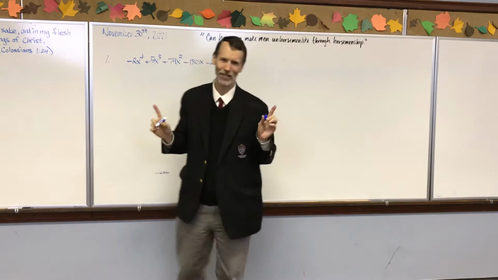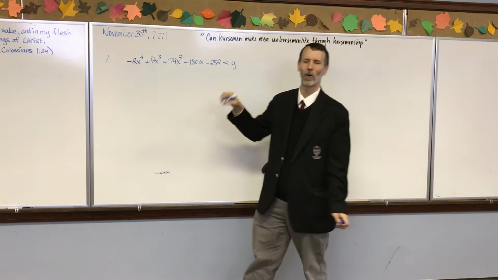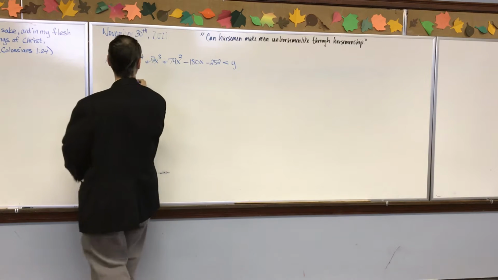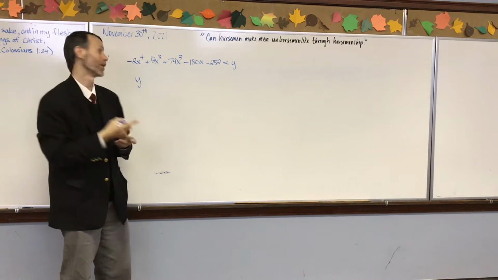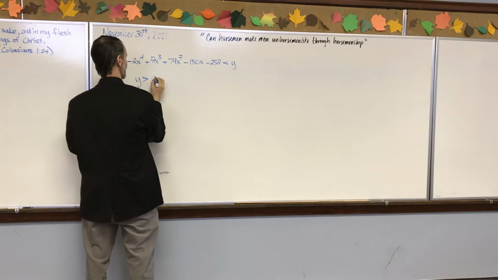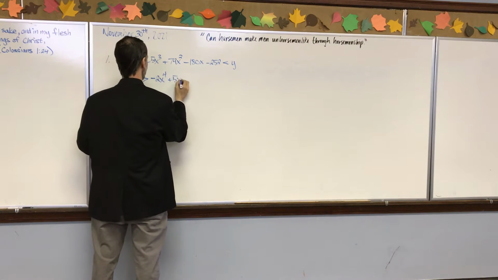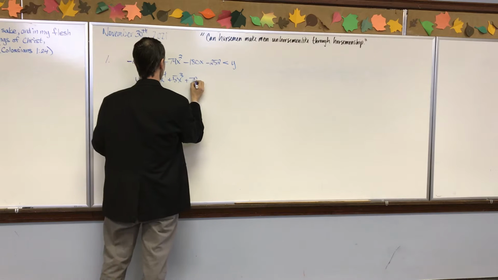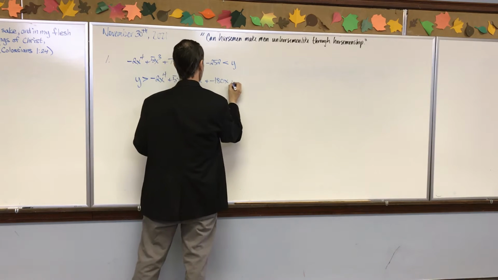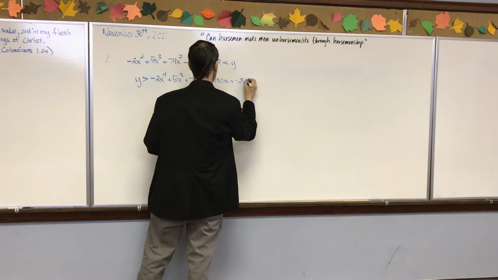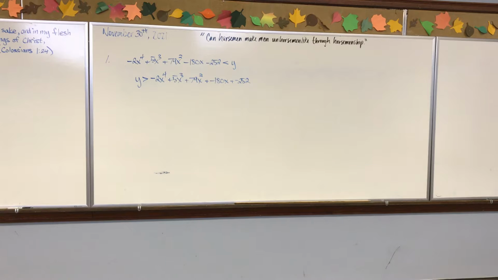Quick question, oh logic people. If this whole mess is less than y, then y must be what? Compared to it. Greater. So I'm going to rewrite it in the right order. Negative 2x to the 4th plus 5x cubed plus 79x squared plus negative 180x plus negative 252. Okay, so there's step 1, get in the right form.